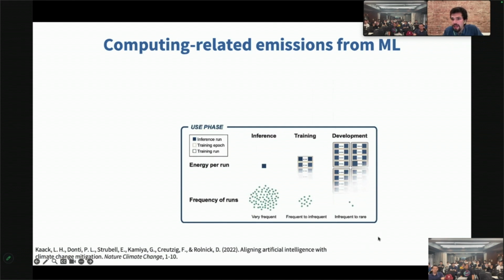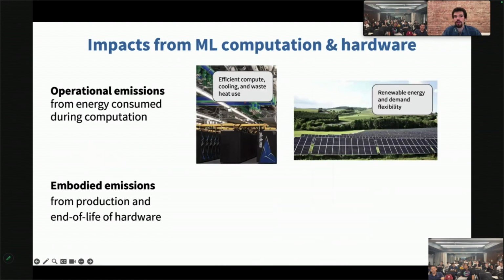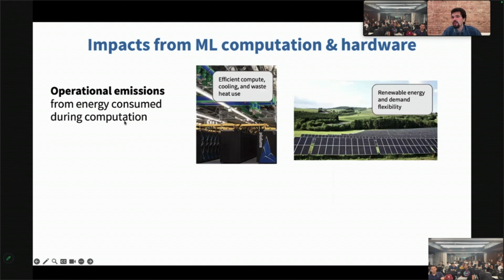So development is very intensive, but is done very rarely. Training is done more frequently because you're updating your data and you need to retrain your model. But then the most frequent thing is inference. And so as you go from left to right, it's increasing energy per run, but it's also run less frequently. So it's important to remember those two factors. Because of these counterbalancing factors, each of these can contribute, maybe not comparably, but they all contribute meaningfully to the overall energy. Okay, so that's the operational emissions, the energy consumed during computation.